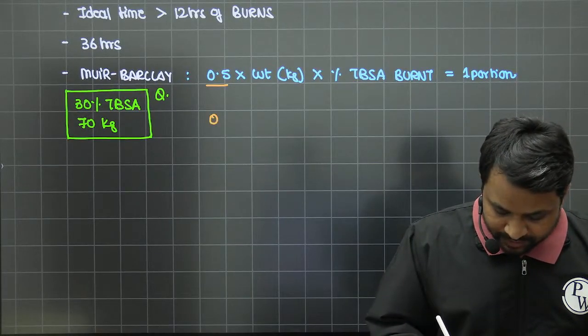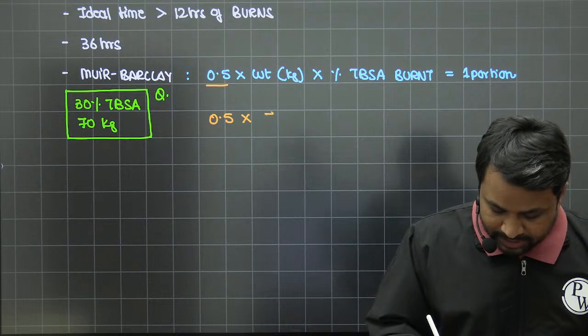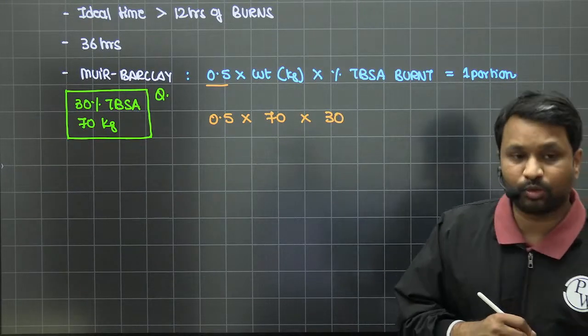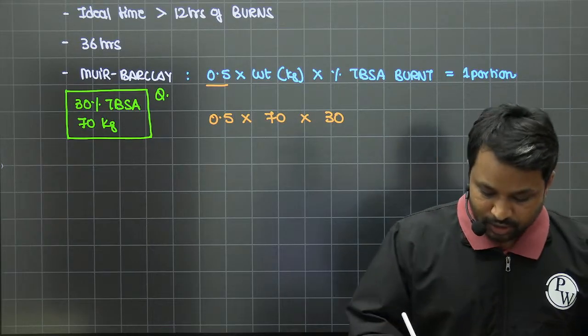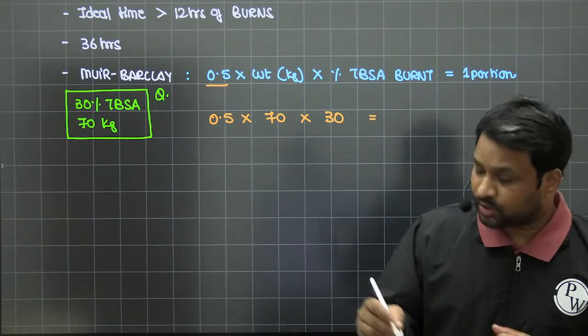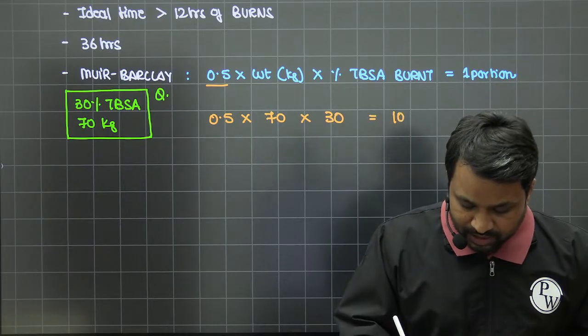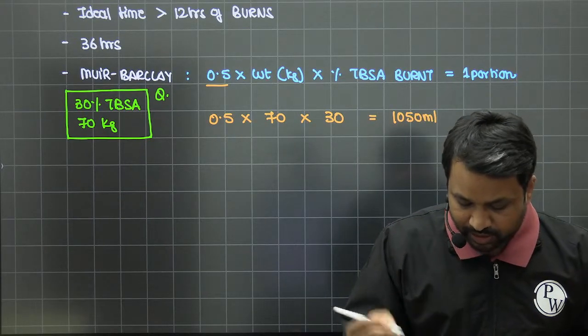So 0.5, weight is going to be 70 kilograms, into percentage of total body surface area, that is going to be 30. So how much are you going to get? 3 into 7 is 21, that is 2100. 0.5 is half of that, that is going to be 1050 ml of colloid.